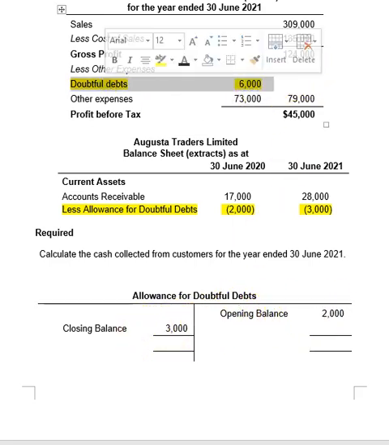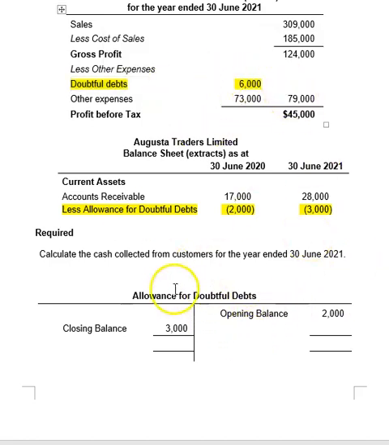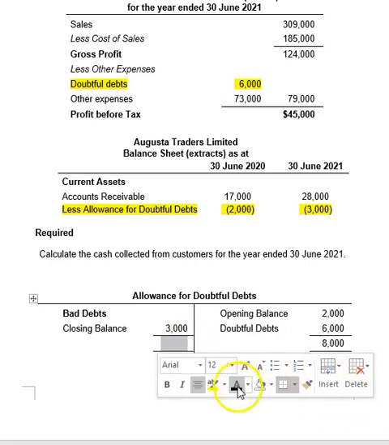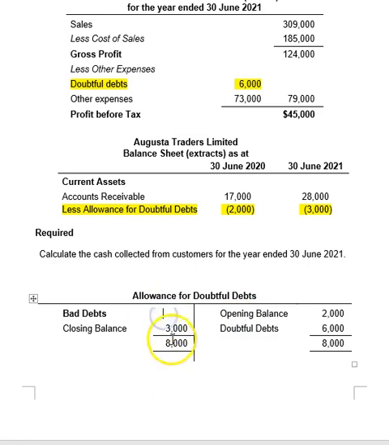Once you put in your opening balance and closing balance, the next thing you need to do is to put in your doubtful debts. Doubtful debt will increase the allowance for doubtful debt, hence it should be on the credit side. So under the credit side, you should put in your doubtful debt 6,000. And lastly, find out how much your bad debt is, which is the remaining balance. So you need to balance off this account. 2,000 plus 6,000 equals 8,000, so the total here is supposed to be 8,000 as well.